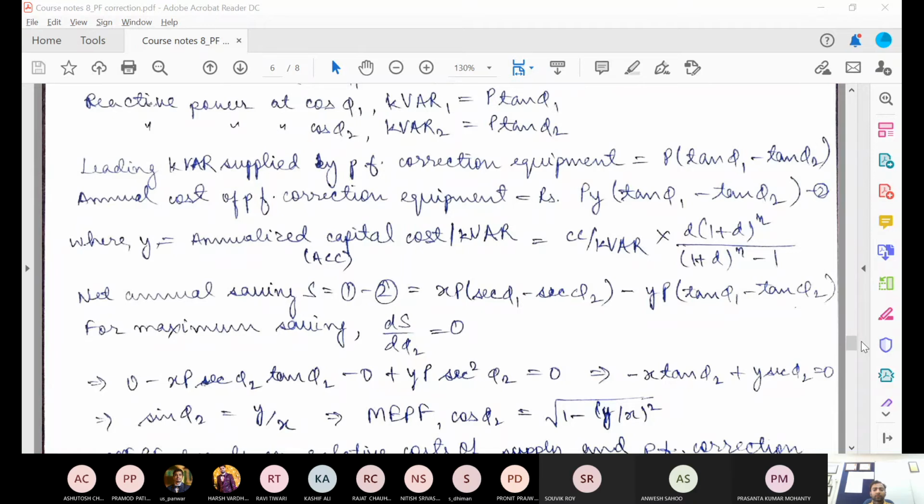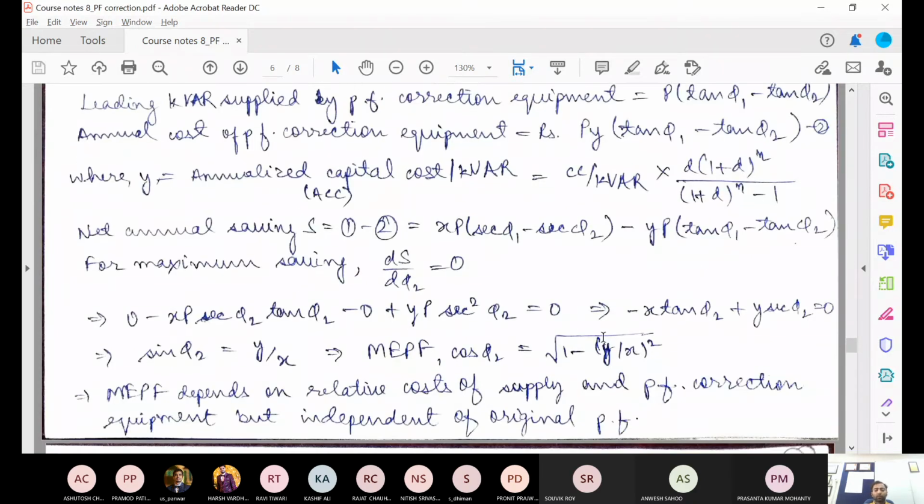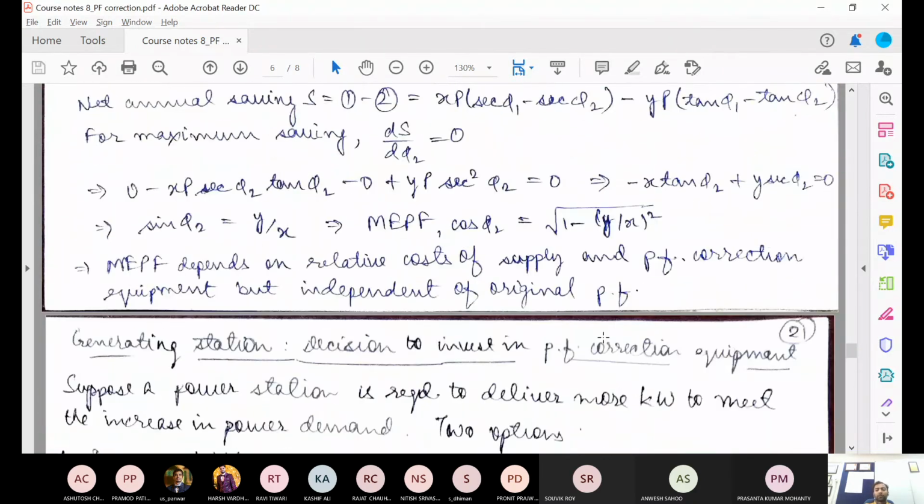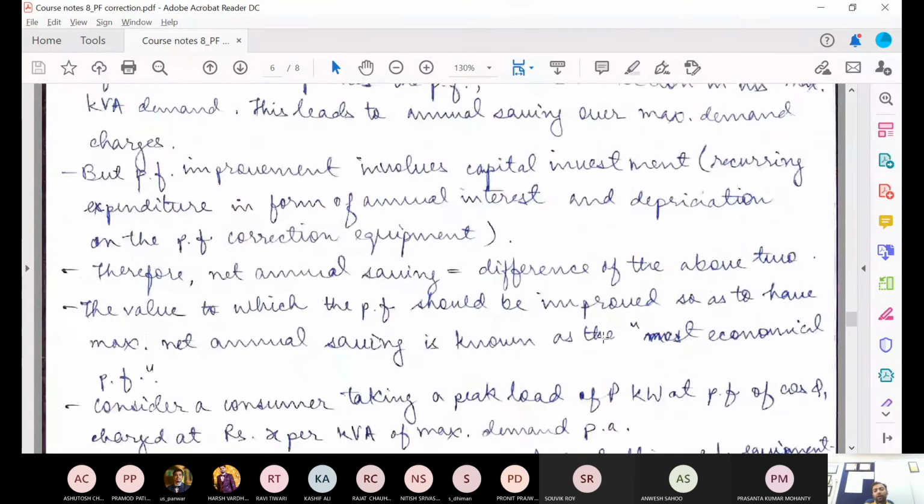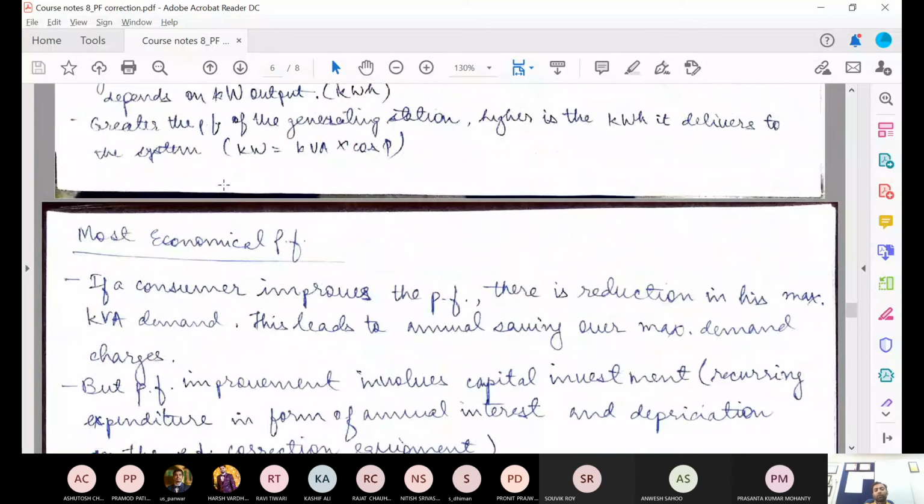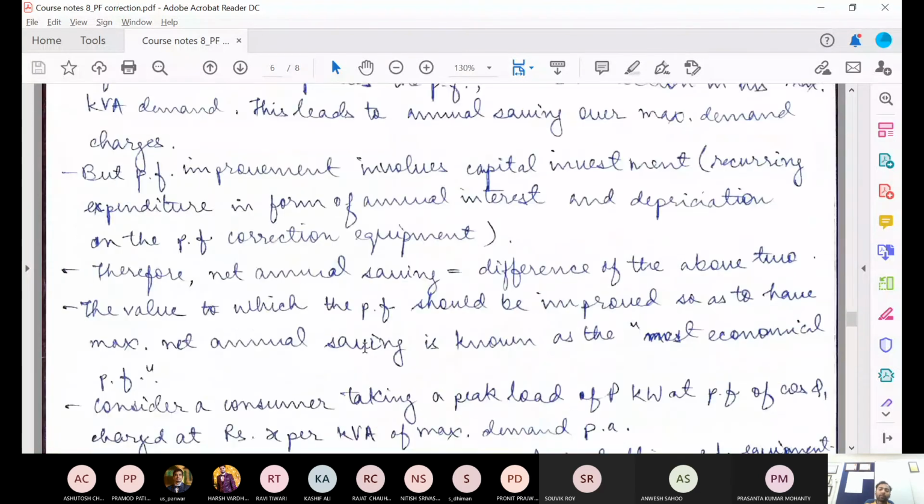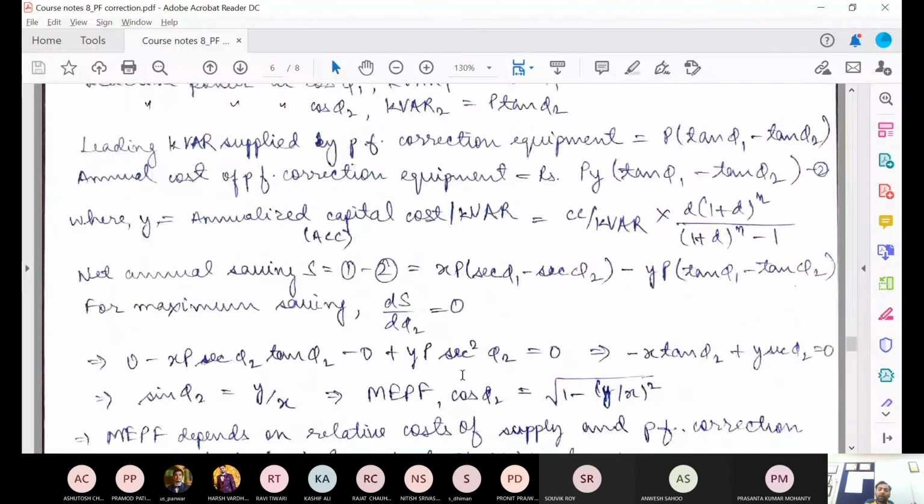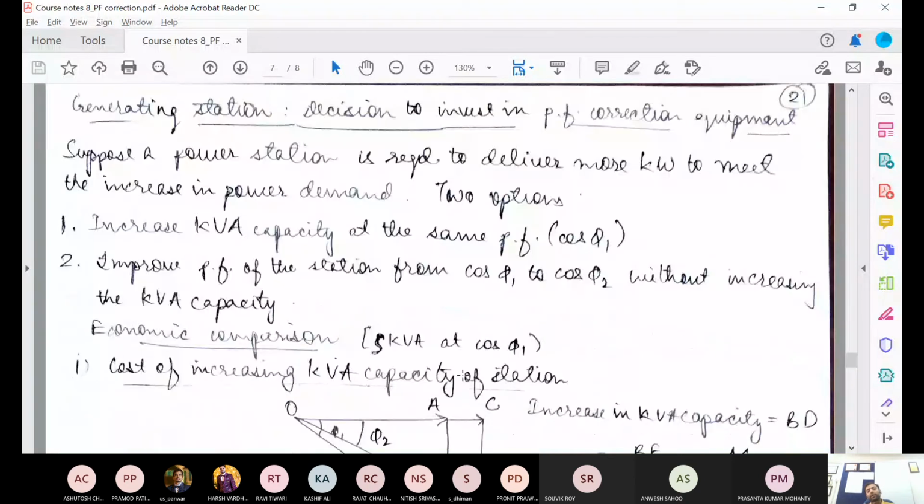Okay, so one last thing is remaining here, hopefully we can finish in 5-7 minutes. Now this was on the consumer's end, his choice of most economical power factor and what it will depend upon. Now let's look at the similar decision at the generating station, because as I said, we can look at this problem from two aspects. One was from the consumer side, another is from the generating station.